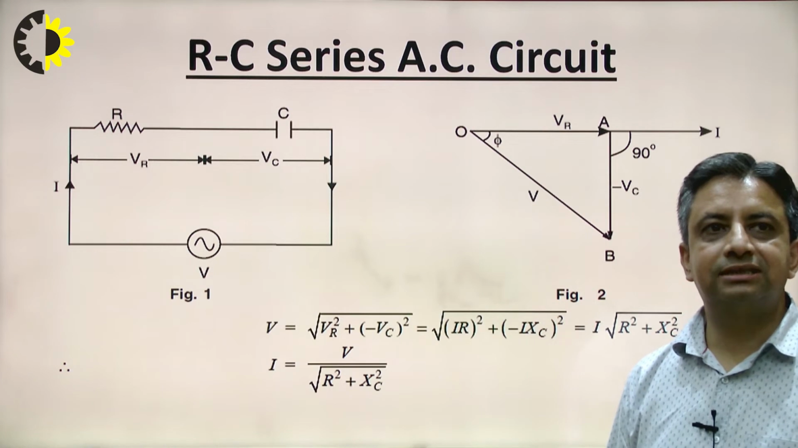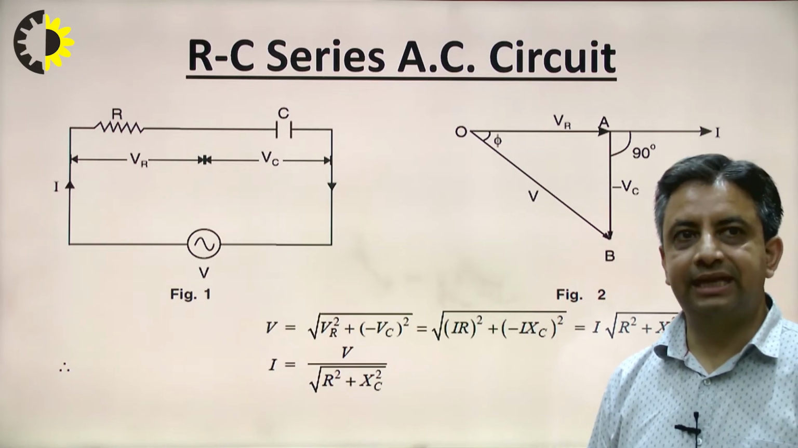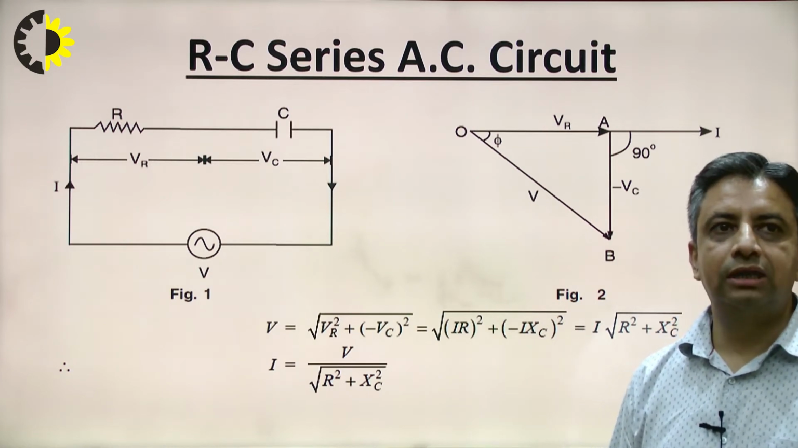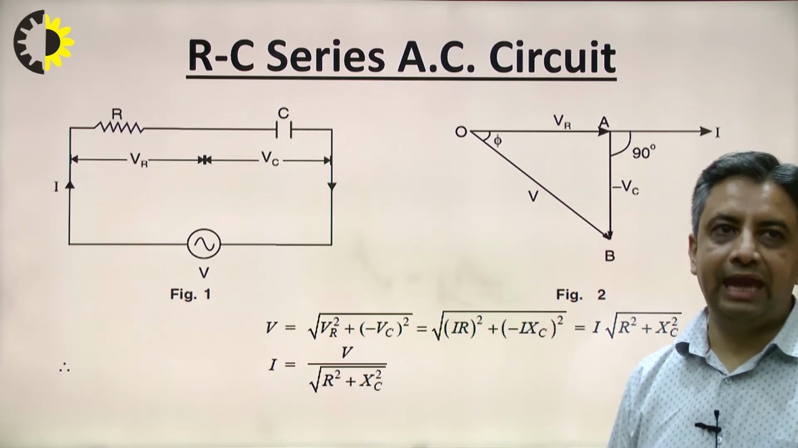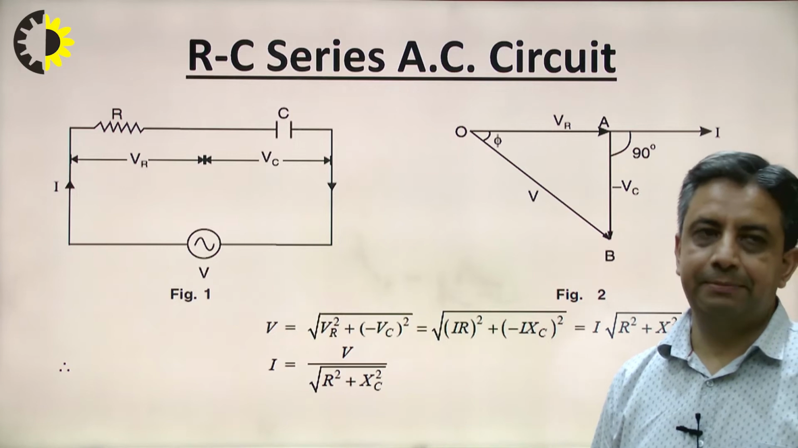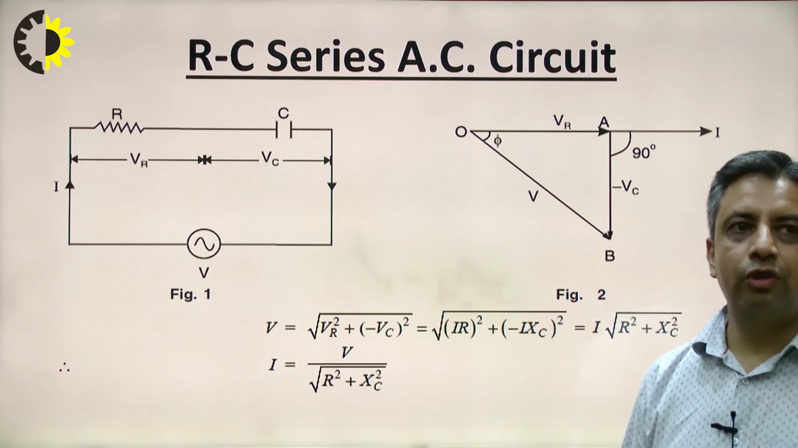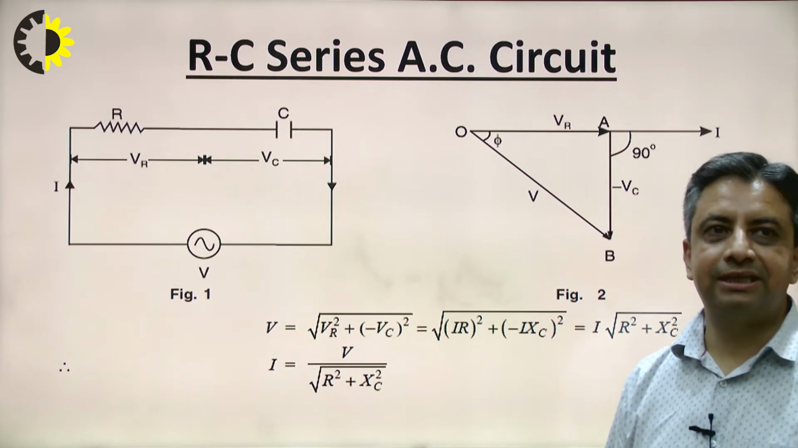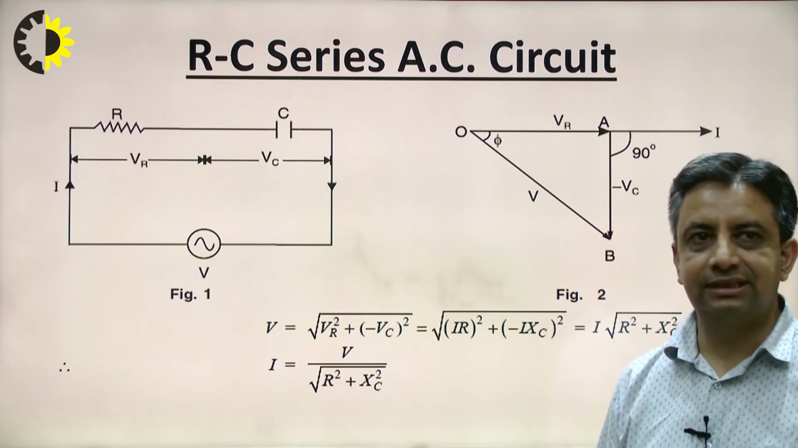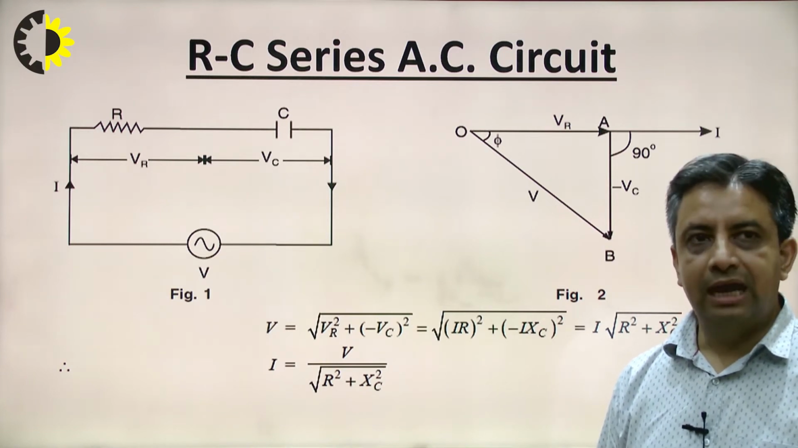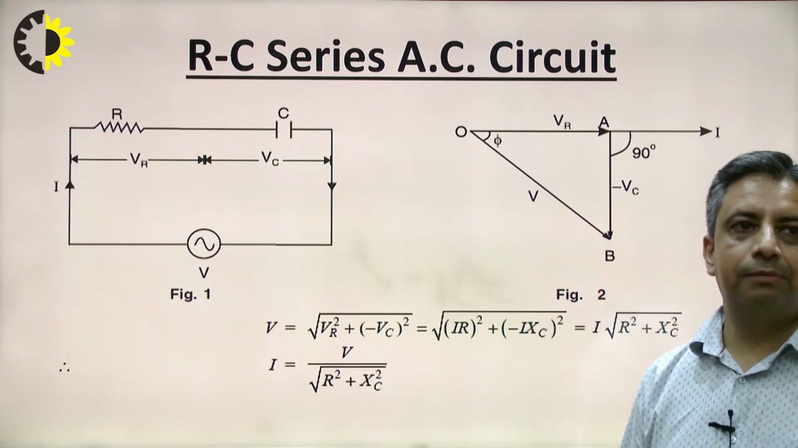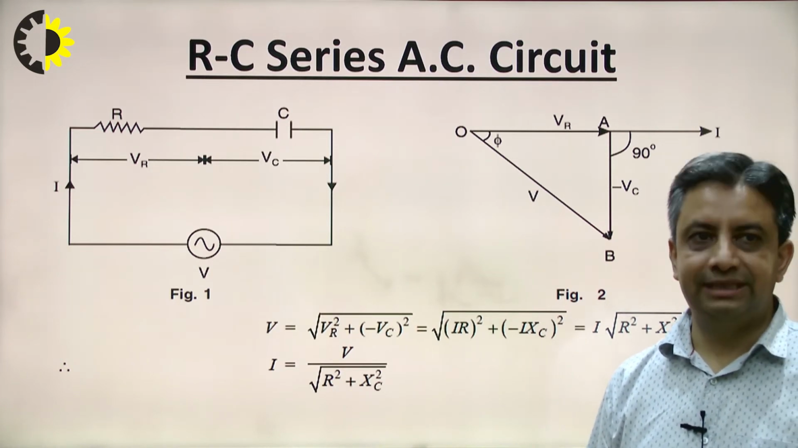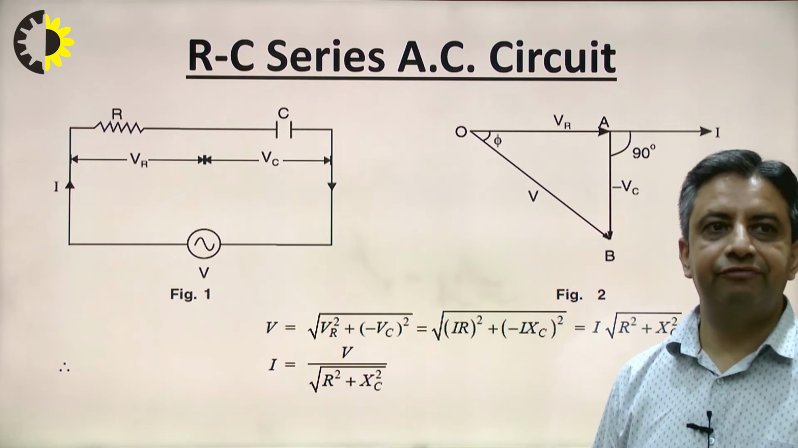Now let us try to discuss the second type of circuit, that is called the RC series AC circuit. So instead of L, now we have capacitance. If one resistor and one capacitor are connected in series, this forms an RC series AC circuit. Again, this combination is supplied from an AC supply having voltage V.